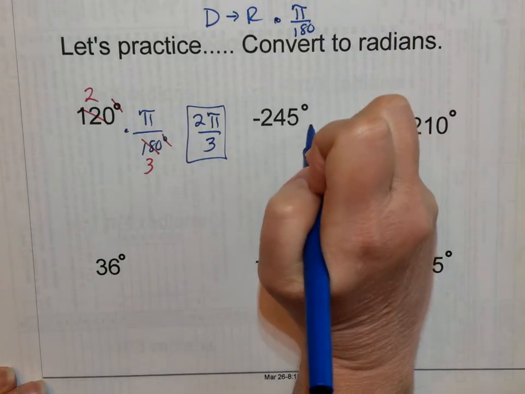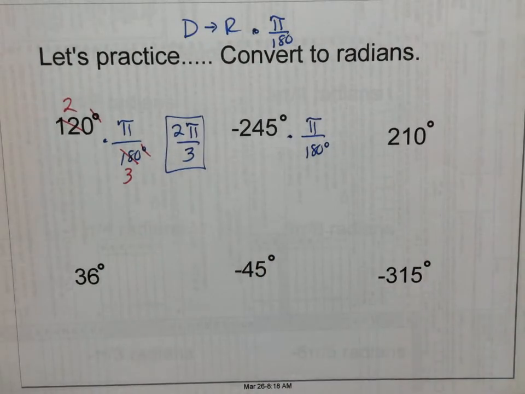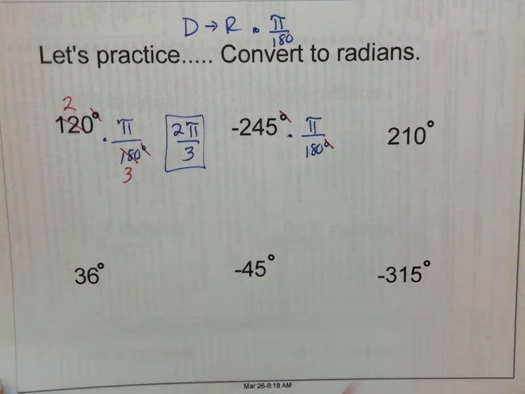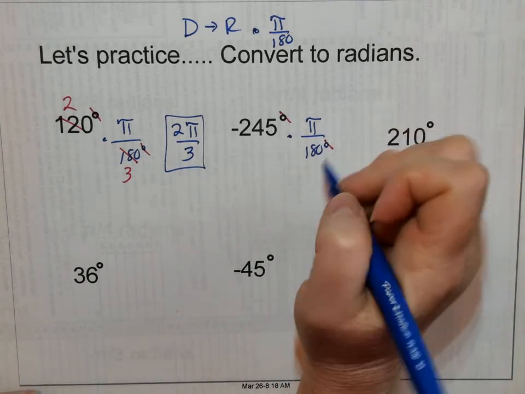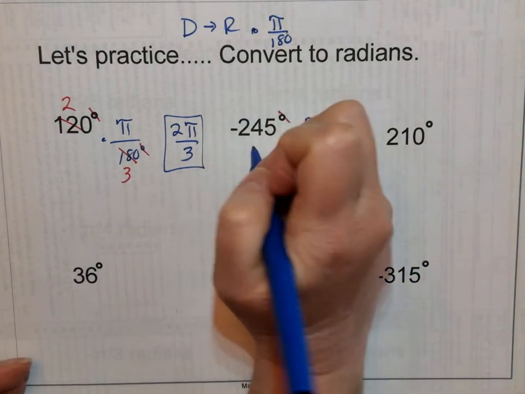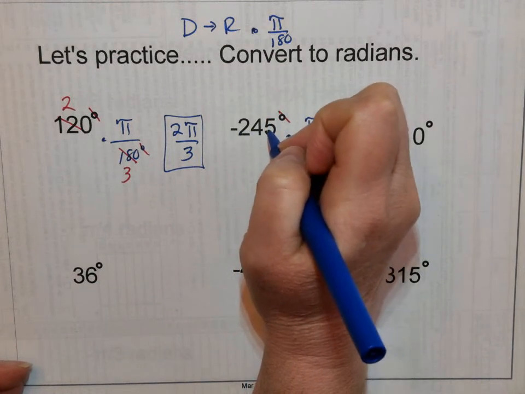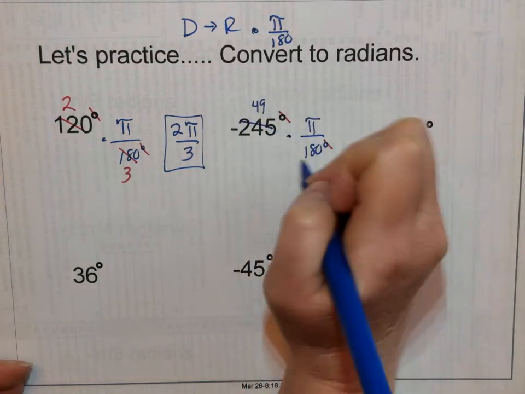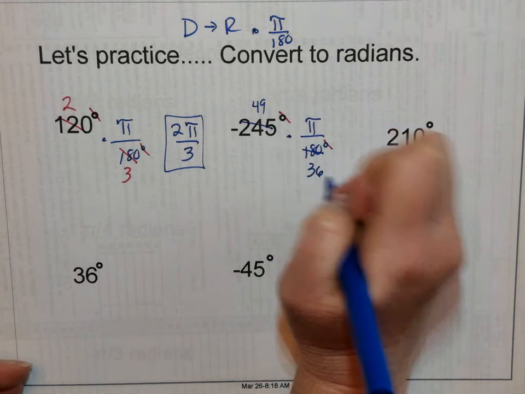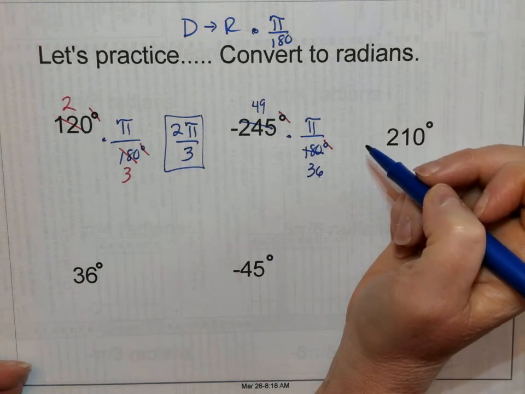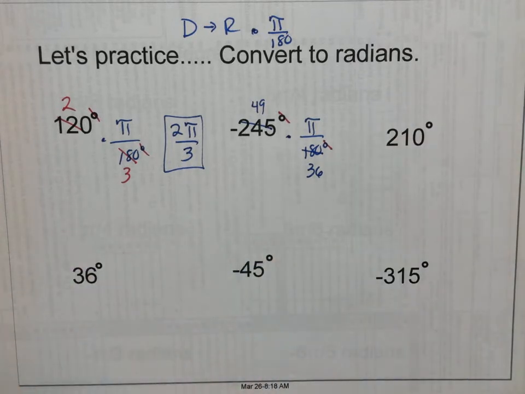Okay, how about negative 245? Well, I'm going to multiply by the same thing, pi over 180 degrees. Again, factor label method, we lose the degrees. What goes into both of those? Oh my. How about 5? 5 goes into 245 49 times, and 180 divided by 5 would be 36. Oh, wait a minute. What goes into both of those? Nothing. So I get 49 pi over 36.